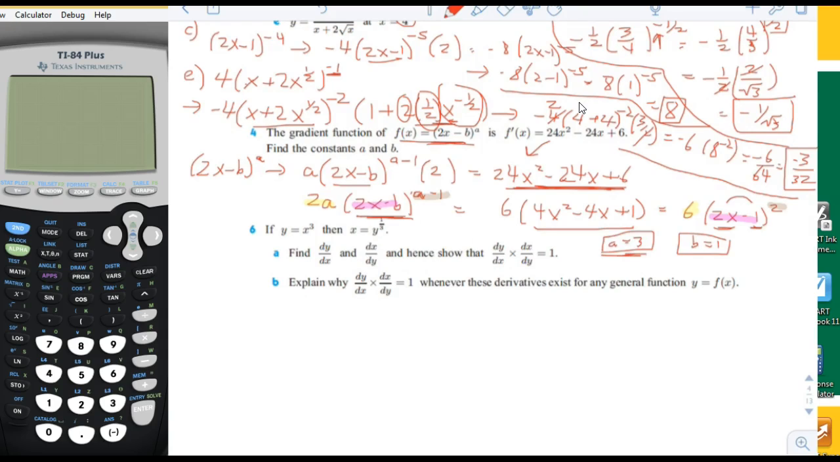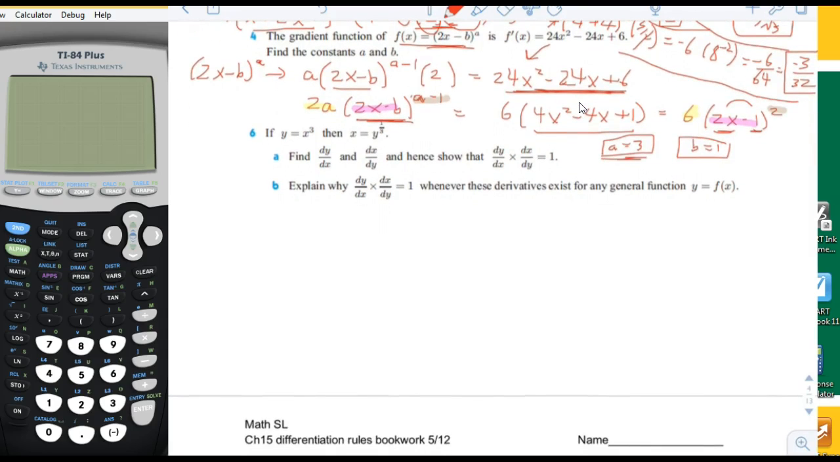So that's it. Last one, number 6. If y equals x cubed, then x equals y to the one third. Yeah, that makes sense. One is an inverse of the other. Find dy/dx and dx/dy and show that dy/dx times dx/dy equals 1. Oh, that's interesting. Okay, so first let's find dy/dx for this. We're just going to take the derivative, 3x squared.